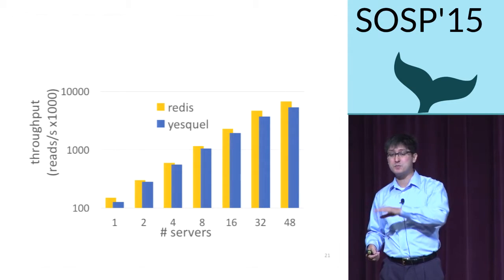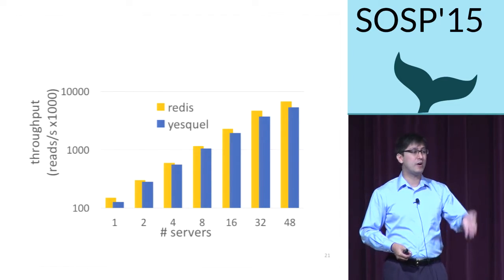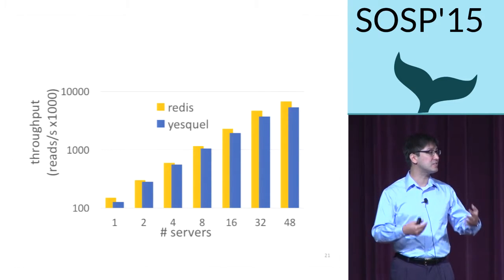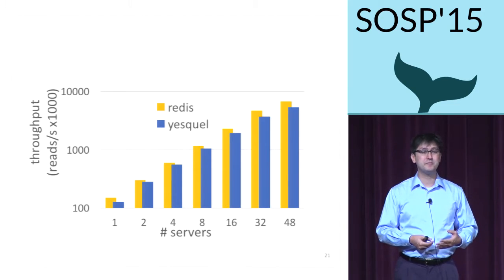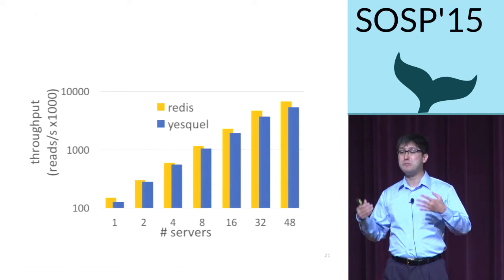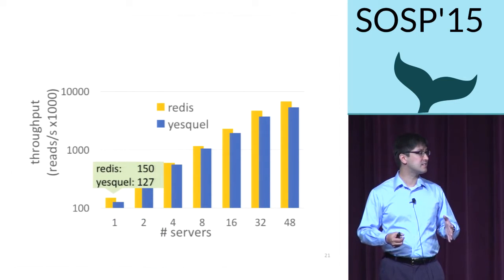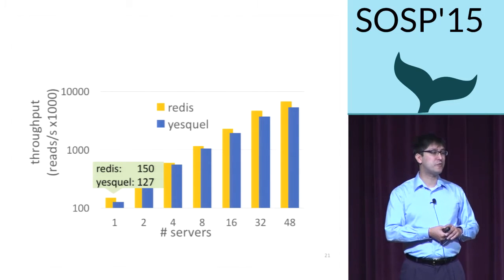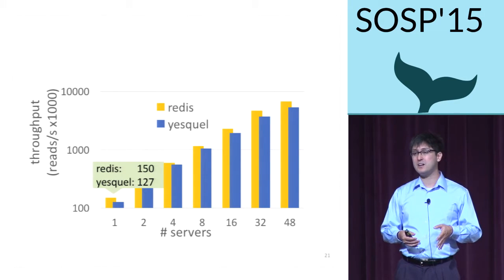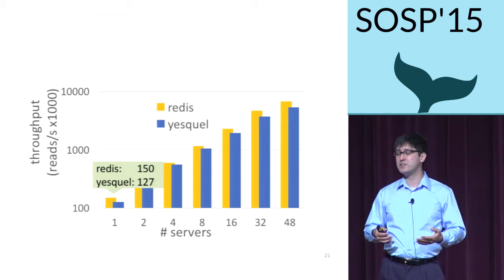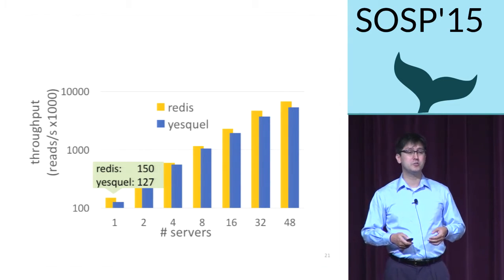The x-axis has the number of servers from 1 to 48. The y-axis has the number of reads per second, in thousands of reads per second. And you can see that Redis is always better than Yesquel, but not by very much. Notice that the y scale is logarithmic. In fact, with one server, Redis performs 150,000 reads per second, and Yesquel is at 127,000, which is worse, but not by too much.